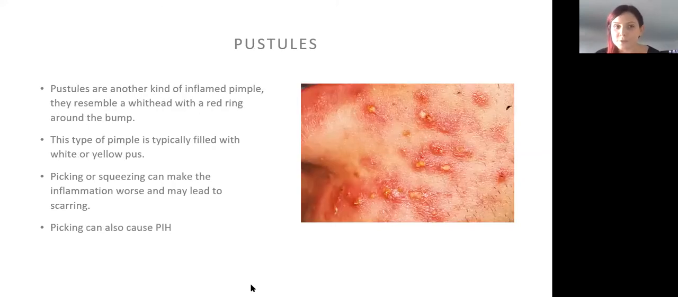We have your pustules. Pustules are another kind of inflamed pimple. They resemble a whitehead, but with a red ring around the bump, and that type of pimple will typically be filled with white or yellow pus. Picking or squeezing again can make the inflammation worse and may lead to scarring. Picking can also cause post-inflammatory hyperpigmentation, so we want to try to avoid that at all costs. Again, if they are clients who want to touch the face, explain the importance of not doing that, because it can cause more damage in the long term.